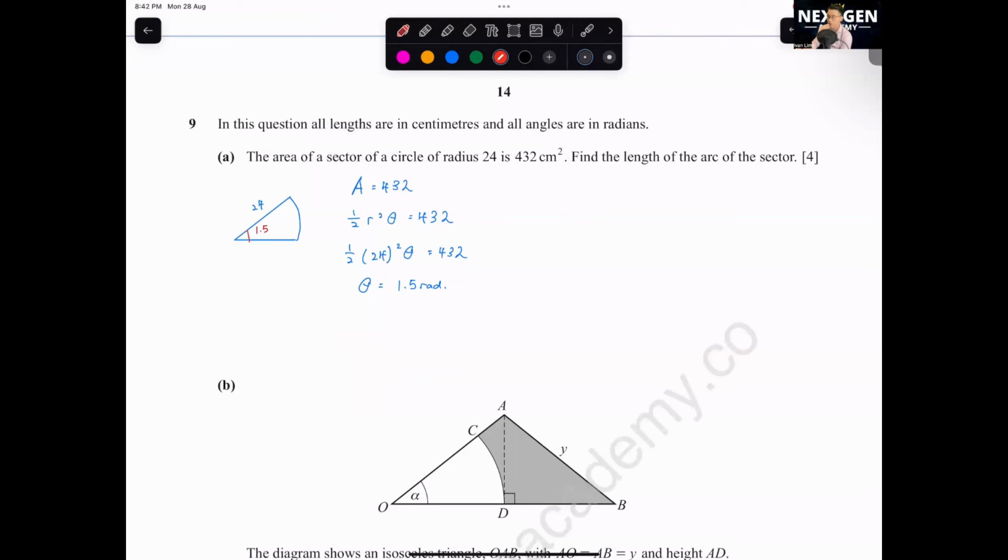They want us to find the length of the arc. Formula of length of arc, S equals to r theta. So here is 24 times 1.5, which is equals to 36.